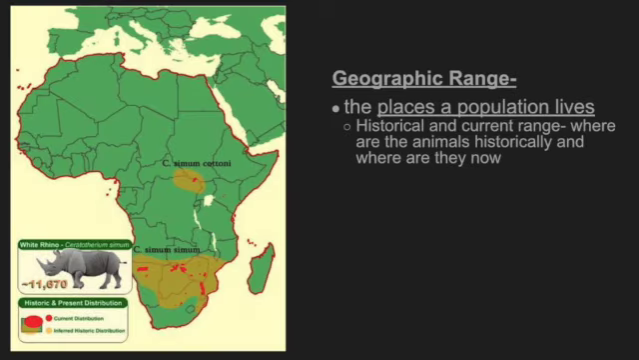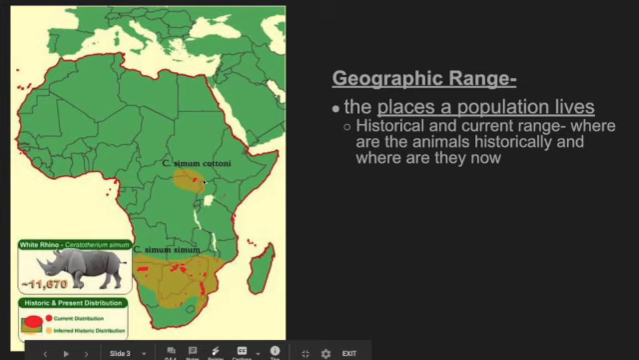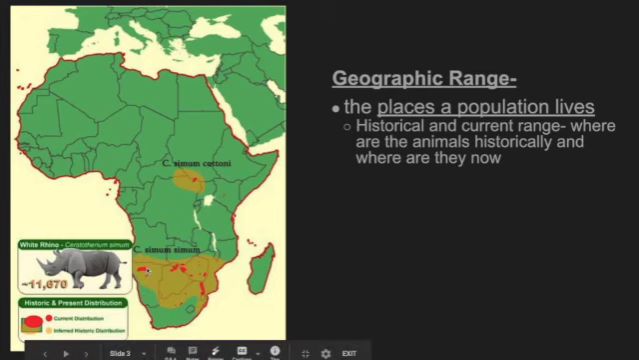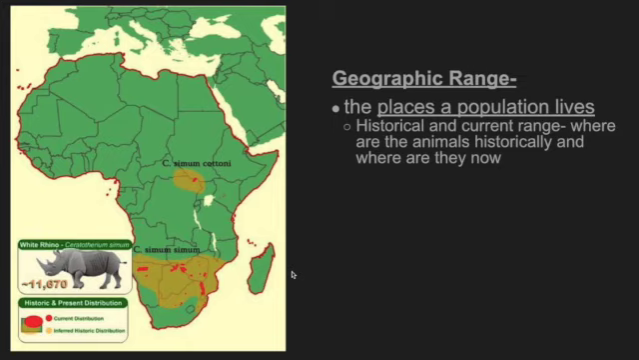So geographic range is just as it sounds. It's the places that the population lives. Reminder, you're just writing down the things that are underlined for the most part. So this is the area where that population lives, historical and current range, where the animals were and where they are now. For our example, we have the white rhino in Africa. The yellow is the historic range of the white rhino in Africa, and then the red is the current distribution of the rhino. So that is their geographic range.